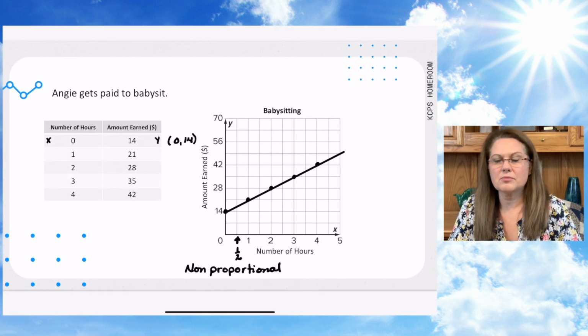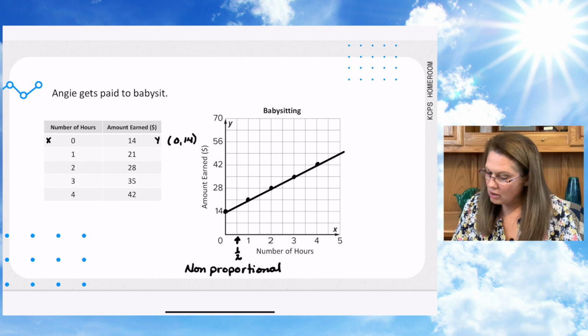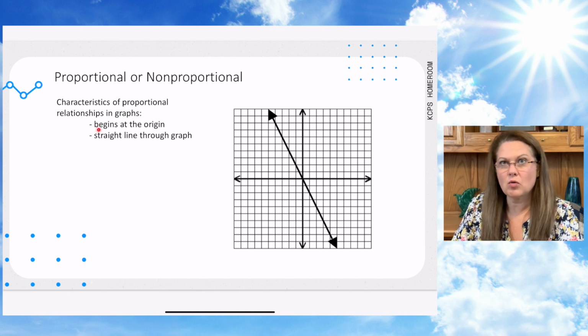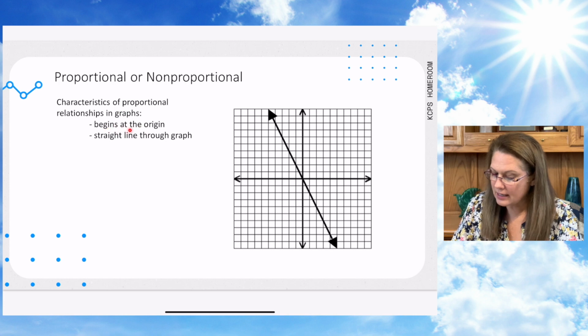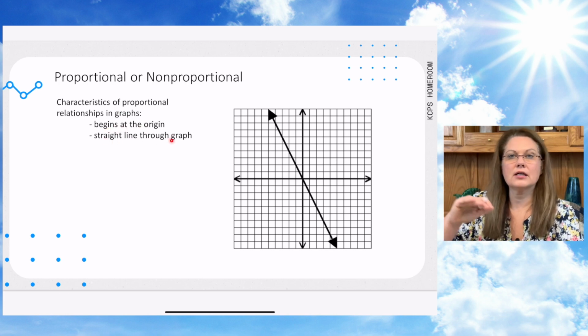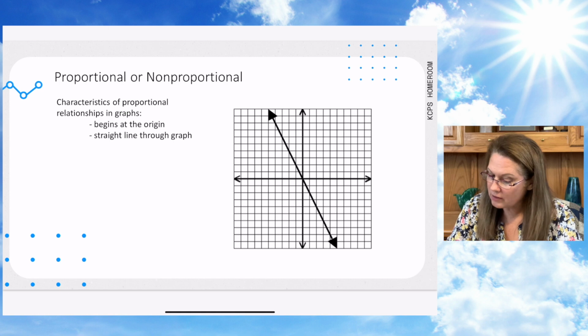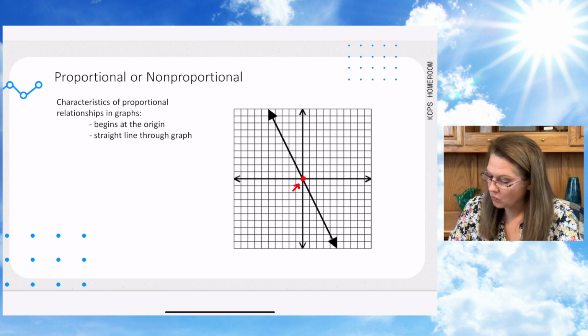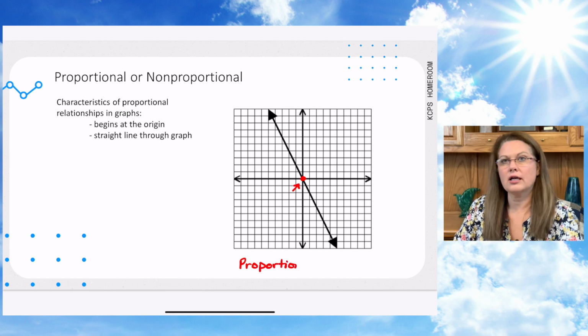Now let's take a look at some graphs. Remember, our two characteristics for proportional graphs: one, that it begins at the origin. The second, it has a straight line through the graph, including the origin. So if you notice, this particular graph does start at our origin. Right there it is. It does have a straight line going through the origin, so we're going to say this graph does meet our characteristics for proportionality. So we're going to call it a proportional graph.